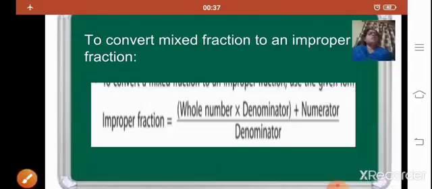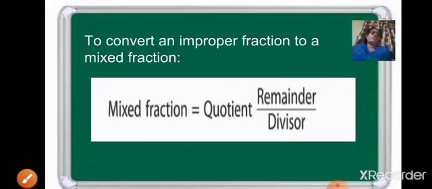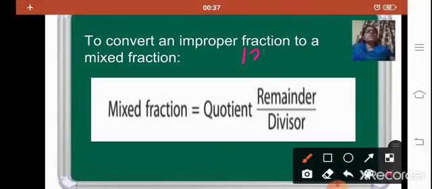Now how to convert an improper fraction to a mixed fraction? To convert an improper fraction, you have to divide. Now suppose I want to convert this improper fraction, 12 upon 5, into a mixed fraction. So I will divide 12 by 5. When I divide 12 by 5, 5 2s are 10, remainder 2, 2 upon 5. I will divide it and show you.